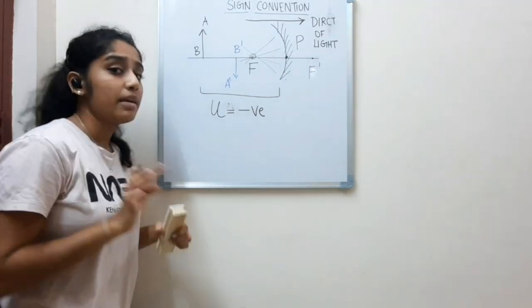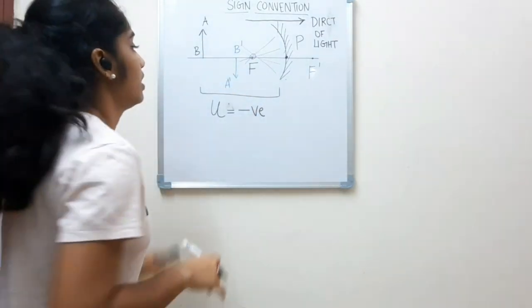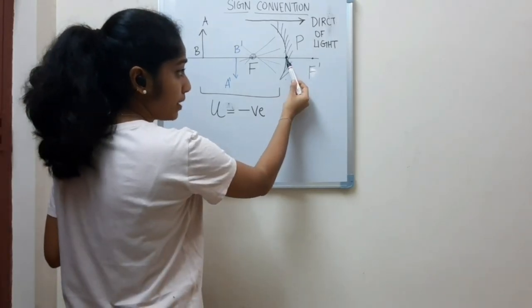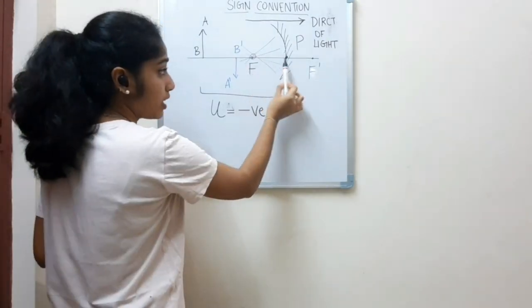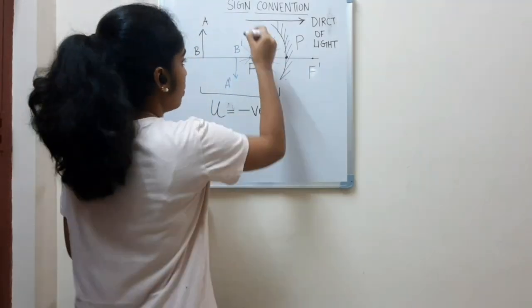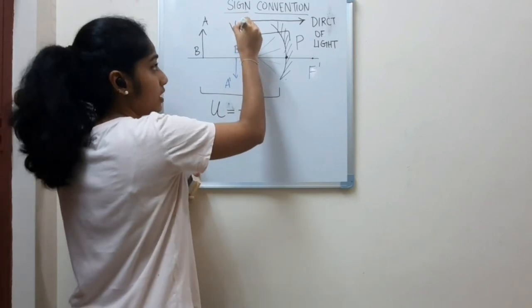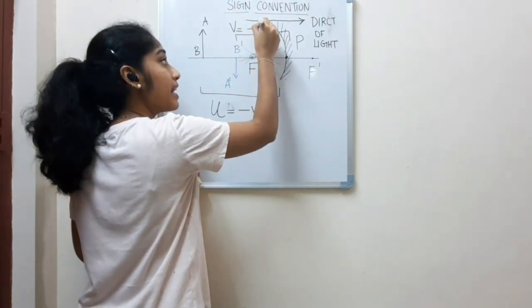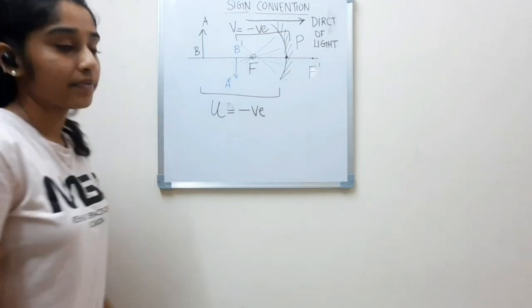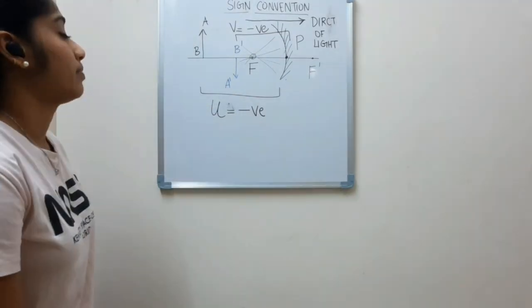Now you want to measure the image distance. Your image here is the blue arrow mark here. Now again from P, you're moving towards the image, right? You're moving towards the left to B dash. So this will be your image distance, that is V. This will be again negative, okay? So both your object and image distance will be negative.